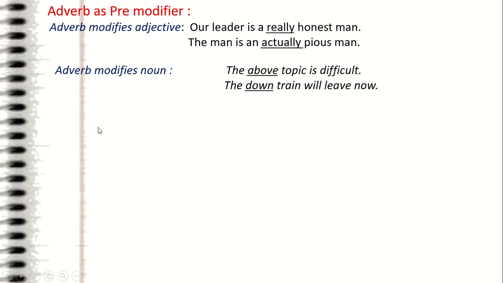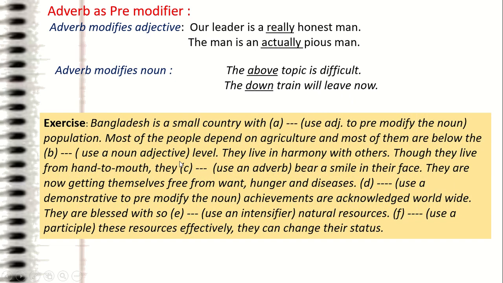Now we will see one exercise that will include most of the rules. Before doing any exercise, you should read the passage at least 2 times properly so that you can understand the meaning of the passage and you can choose the right word. Look, Bangladesh is a small country with dash population. We can use here one adjective, that is huge population. Most of the people depend on agriculture and most of them are below the dash level. We have to use an adjective, noun, that is poverty level.